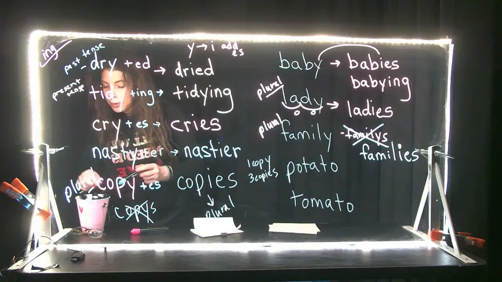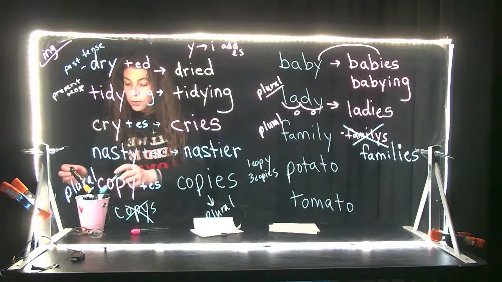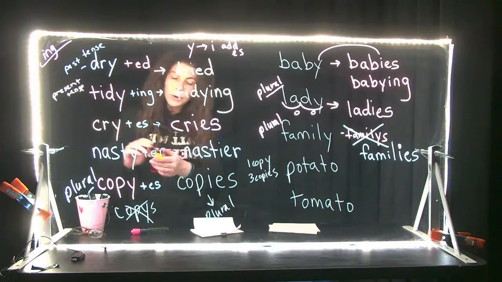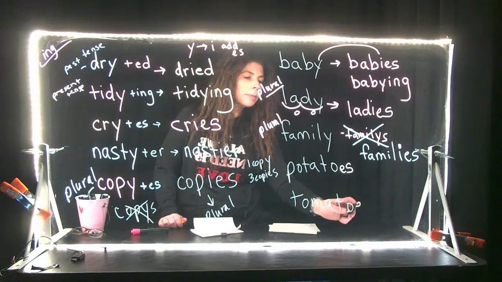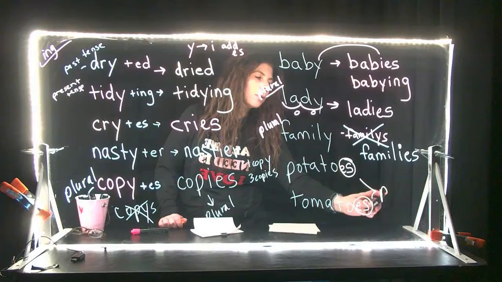And then remember our O rule. If a word ends with O and you make it plural, potatoes, tomatoes, you add the ES to make those plural.